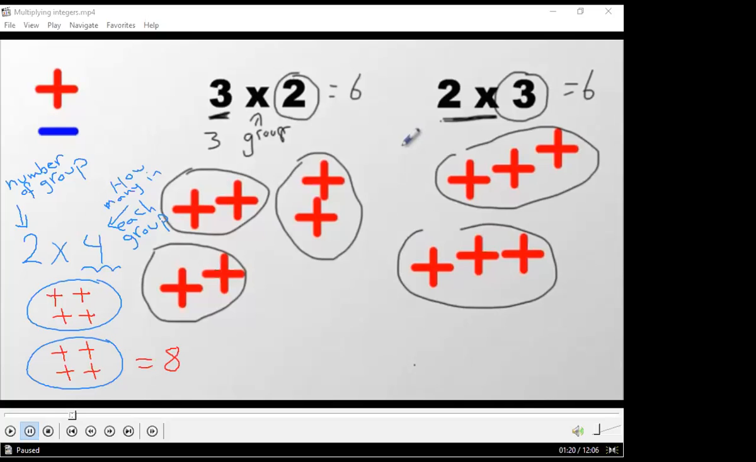Count how many positives you have. 8. 1, 2, 3, 4, 5, 6, 7, 8. Agree with me? One more question. Who will give me the order?